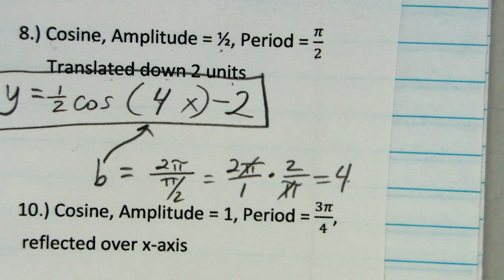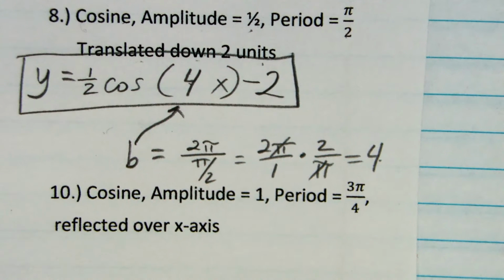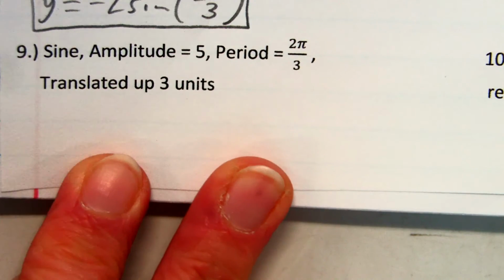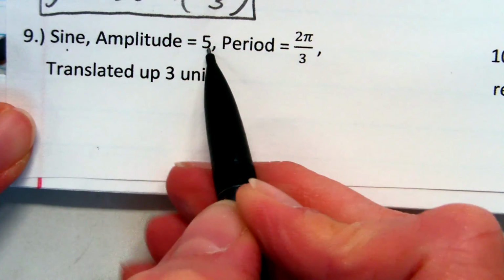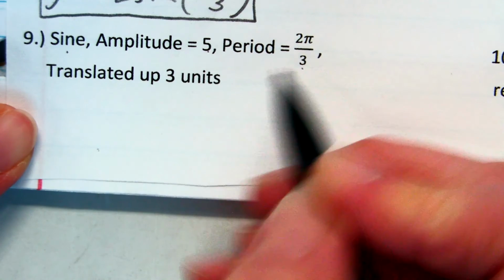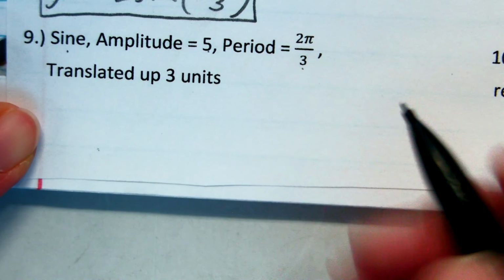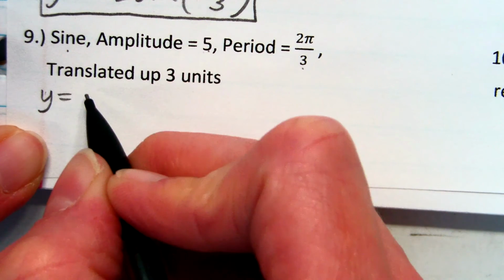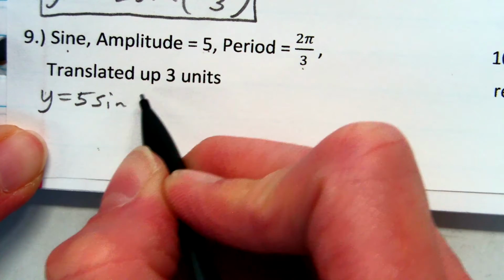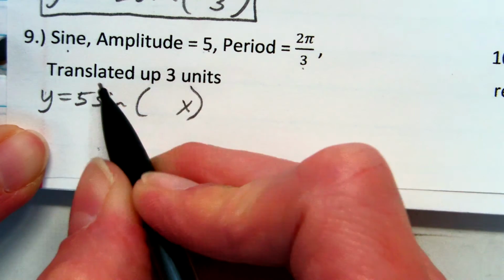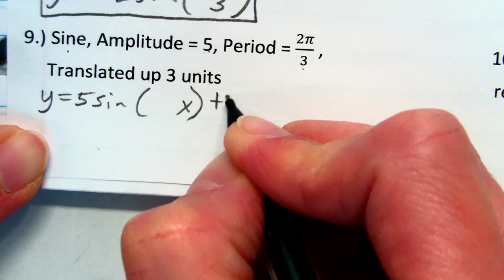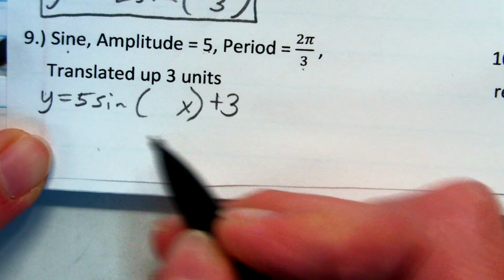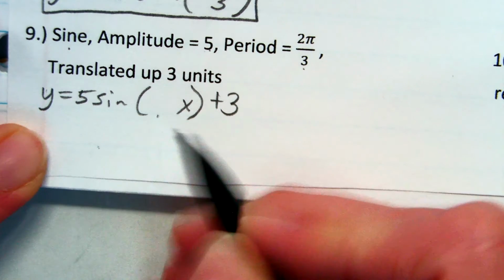2 more. We're almost done. Just little details, making sure we're getting all the fraction stuff, etc. down. Number 9, it is a sine function. The amplitude's 5. Period is 2 pi over 3. It is translated up 3 units. So it doesn't say anything about reflection, so I can go ahead and put y equals 5 sine, leave a blank with the x. It's translated up 3. So you're right, we're going to put the +3 out there. And then we just have to figure out what's going to go here.